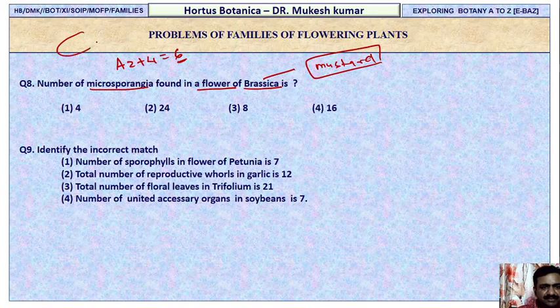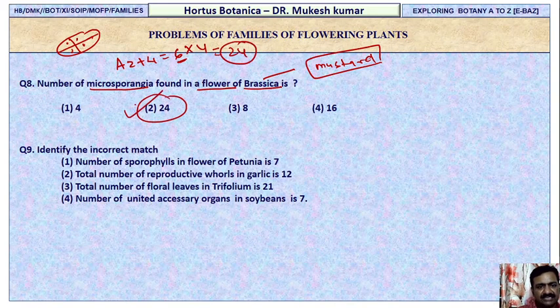So how many chambers will be there? Here, 4 chambers, so 4 sporangia: 1, 2, 3, 4. So 6 into 4 is the total number. Yes, it will be 24. So what should be the answer? The answer will be 24. Now the next question. You have to find out the incorrect match. Very interesting, my child.